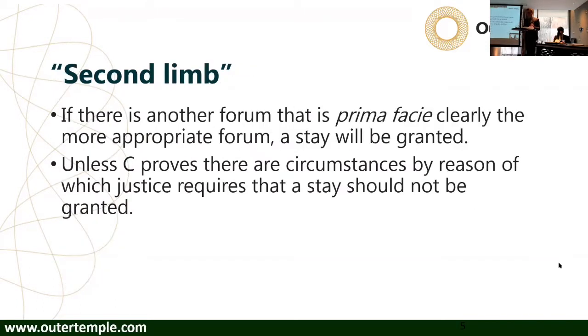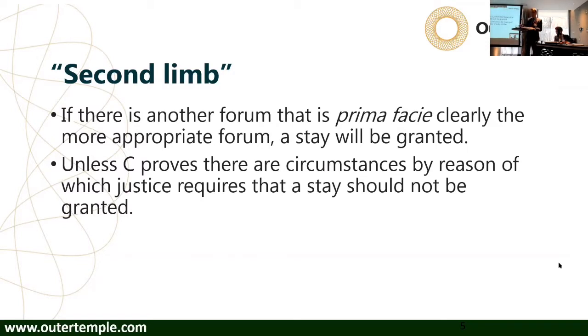And once you've got through all of that, as if that weren't enough to wrap your head around, you then have to grapple with what's sometimes called the second limb. This arises in a situation where, yes, there is, on the face of it, a clearly more appropriate forum somewhere else than England and Wales, but there's still a sort of extra time, if you like, at the end of the 90 minutes. If the claimant can prove that there are circumstances by reason of which justice requires that there shouldn't be a stay, then the case might still end up being litigated in England.